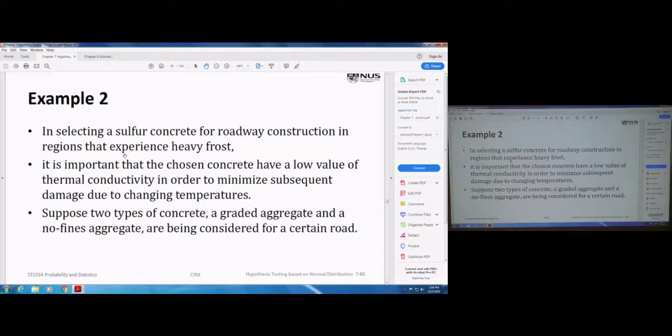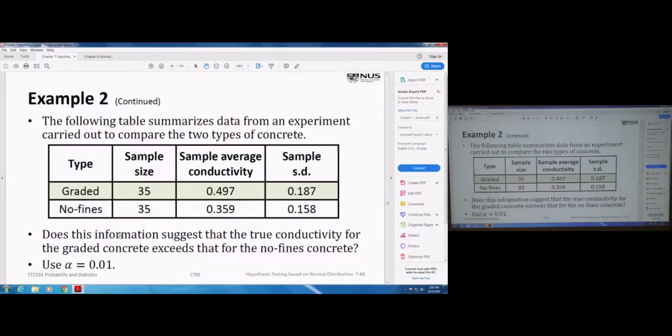So the idea here is you are looking at this particular example, so you want to select sulfur concrete for roadway construction in regions that experience heavy frost. It's not particularly relevant for Singapore, but anyway. Basically, it's important that the chosen concrete has a low value of thermal conductivity in order to minimize subsequent damage due to changing temperatures. So you have two types of concrete. This is type one, this is type two, if you like. And you have this data, which are the two types, graded, no fines, the sample sizes, which are equal, and the means and the variances, or standard deviations, associated with this conductivity.